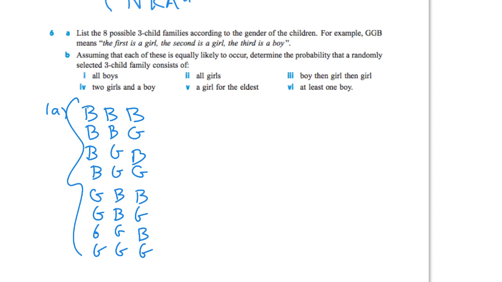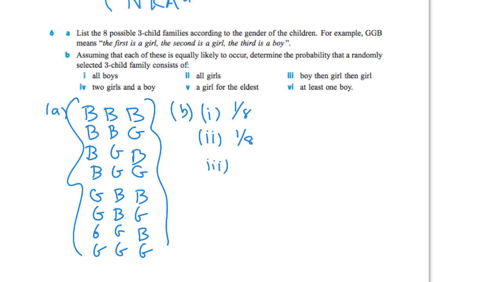All right, so that would be the sample space of all possibilities in a 3-child family. So part B, what's the chance that my family's got all boys in it? Well, 1 in 8. B2, all girls in it, 1 in 8. Notice these are all equally likely outcomes, so I'm following that simple rule number 1.